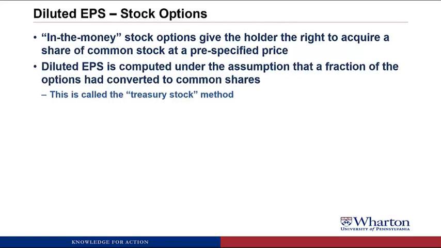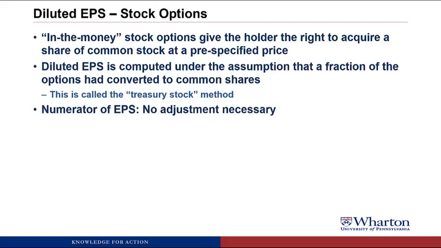So diluted EPS has to be computed under the assumption that some fraction of these in-the-money options are converted to common shares. And the method we use is called the treasury stock method. In the numerator of EPS, we don't need to make any adjustment. And that's because stock options have no effect on the income statement after they've been granted.